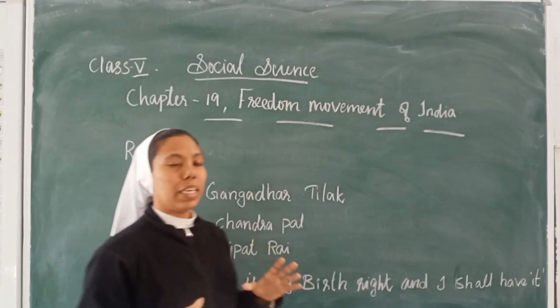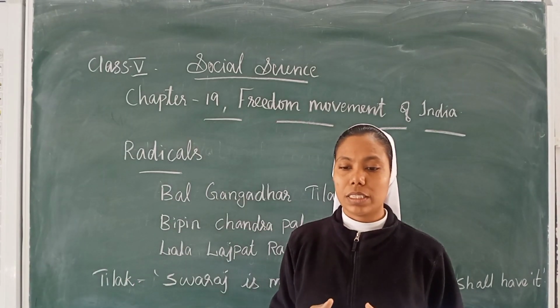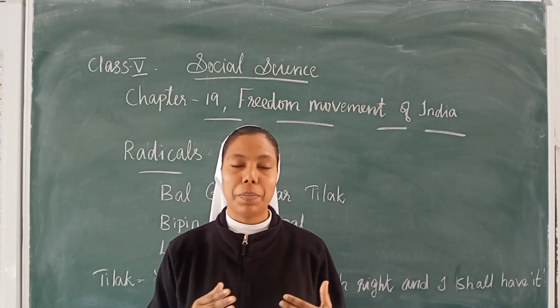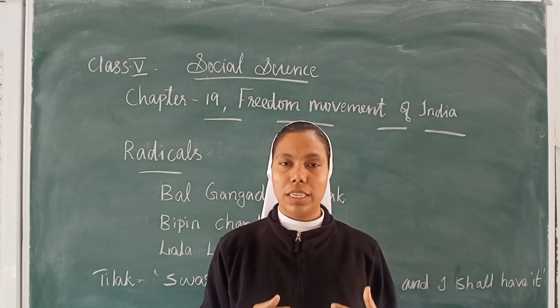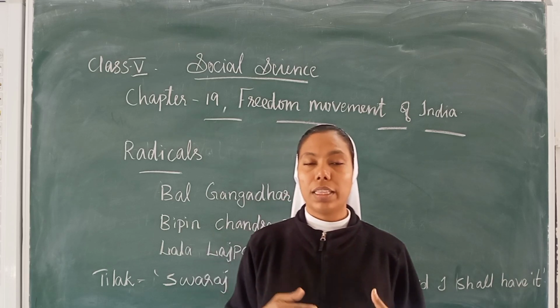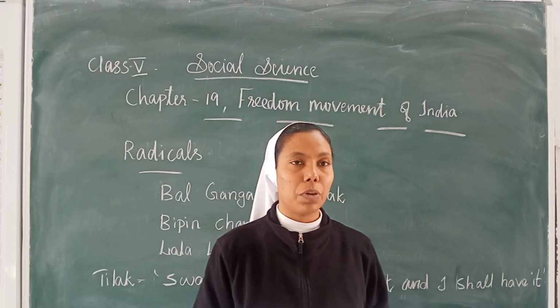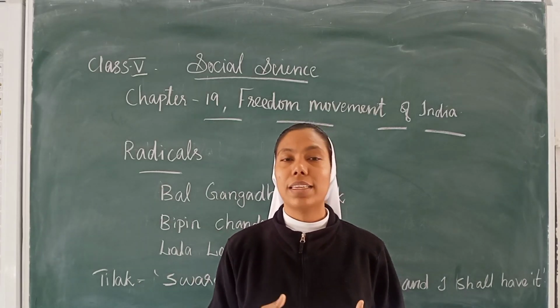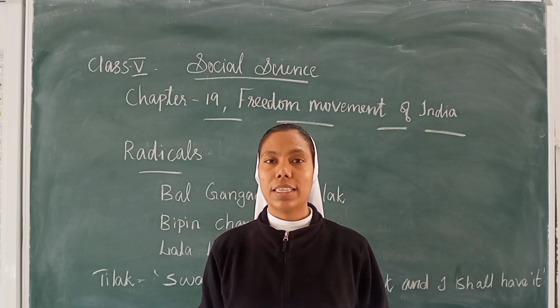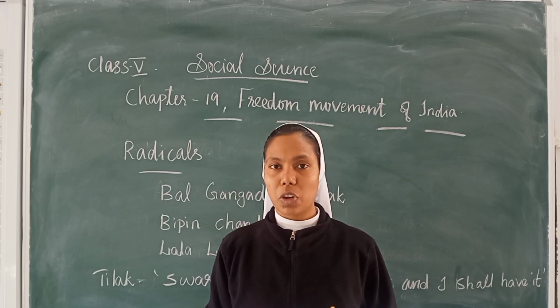So here we have seen the radicals and the moderates. Those who peacefully asked for things are the moderates, and the others are the radicals. In today's class we discussed the social reformers, the Indian National Congress and the radicals. So we can stop our class.